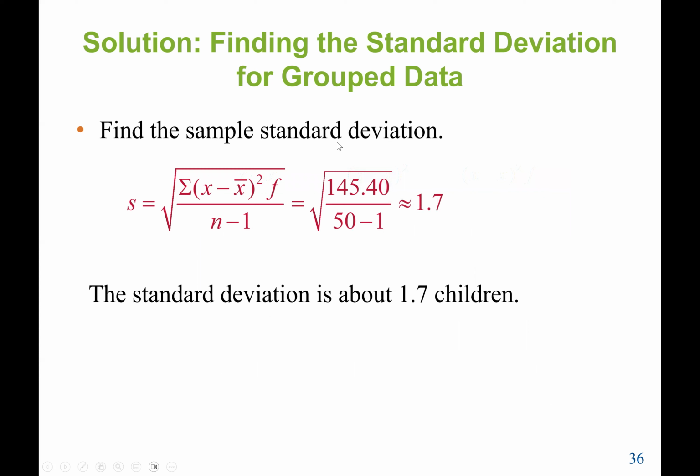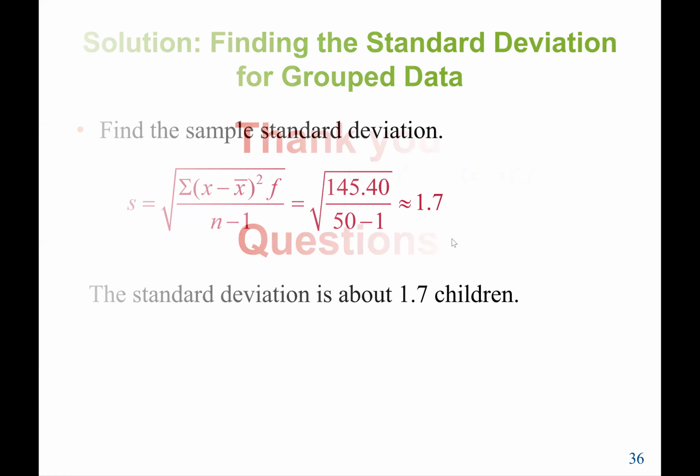Next, we want to find the standard deviation. So we divide 145.40 by 50 minus 1, since this is a sample data set. Then we find the square root of it. And that gives us a standard deviation of about 1.7.